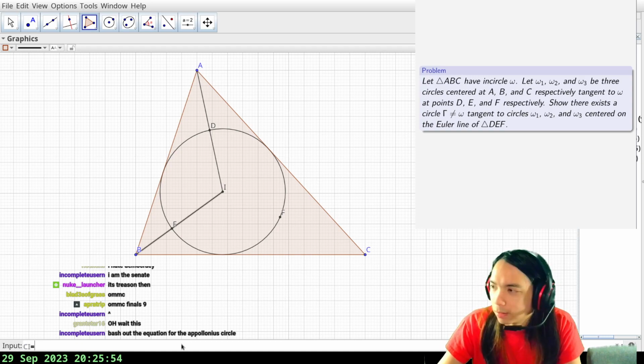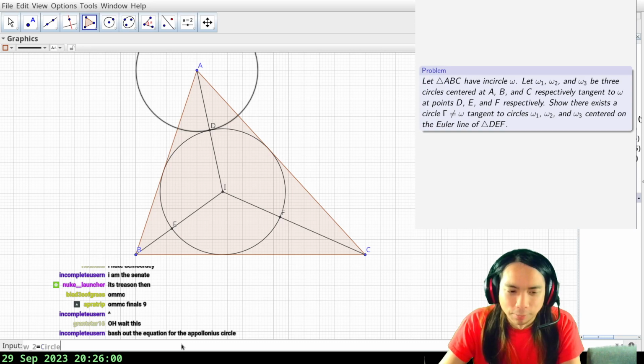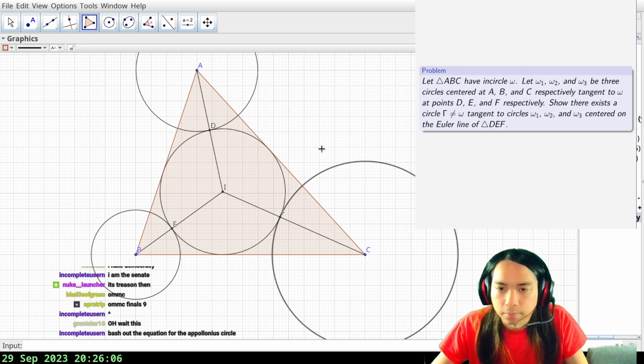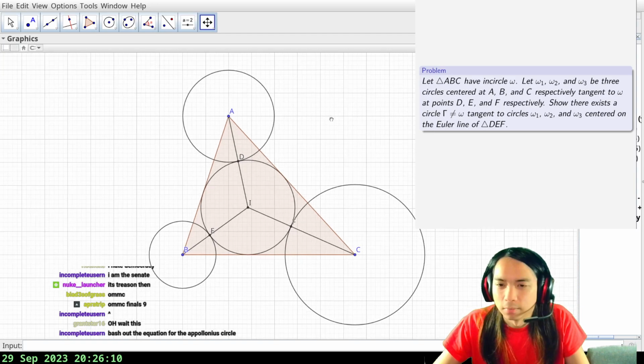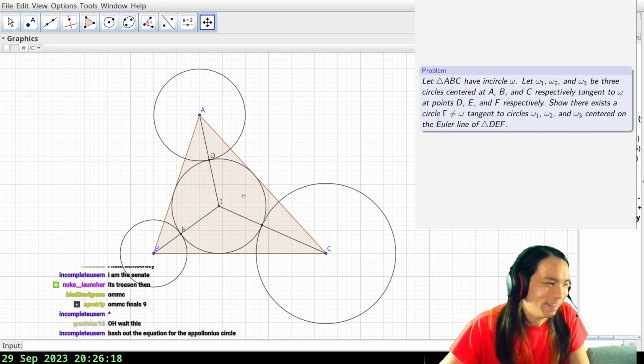Okay, so anyways, we get 3 circles. They're called omega 1, omega 2, and omega 3. And we want a circle that's tangent to all 3 of these, other than the incircle.